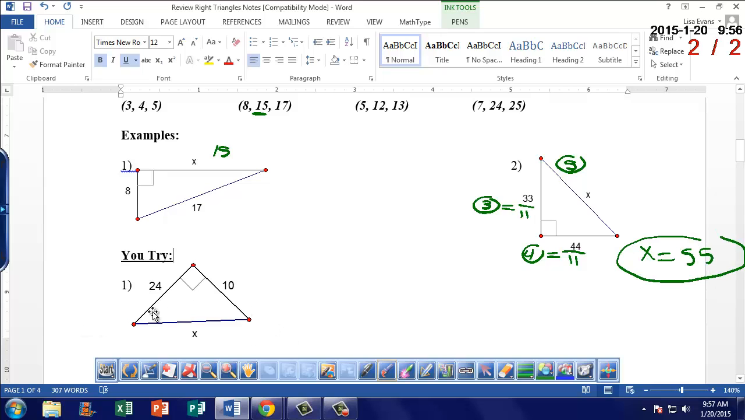Okay, go ahead and pause the video and try this U-try. Now, again, you can recognize that there's a greatest common factor. So do that first. Take out a 2 to see which triple it is.